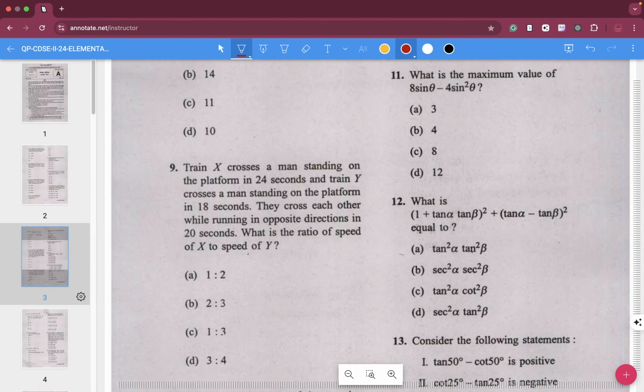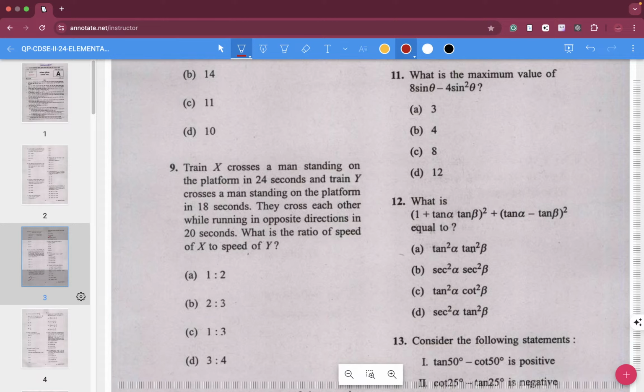You might want to go through this question all over again. I would highly encourage you guys to go through this particular question all over again. So let's move on to the next one over here, folks.